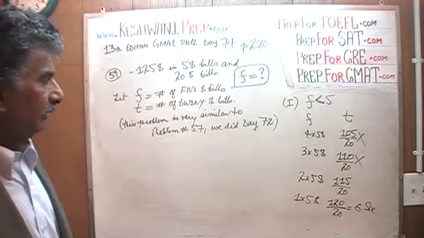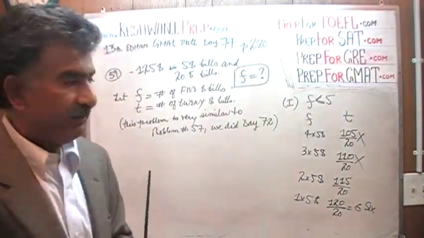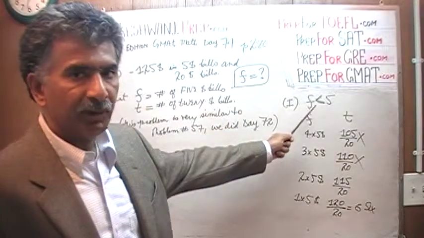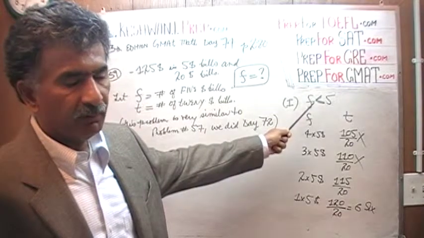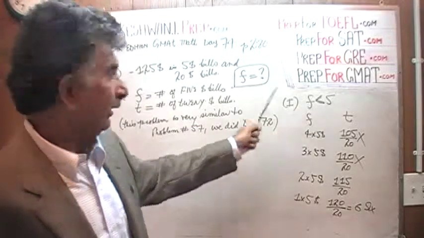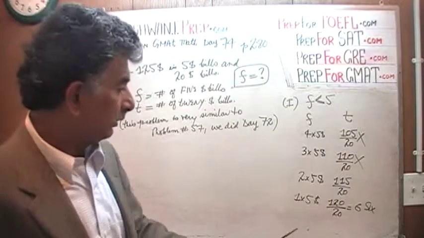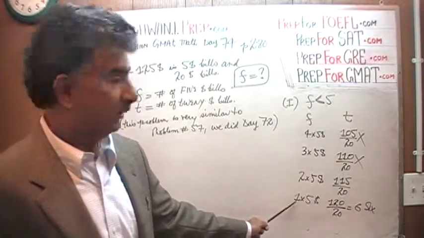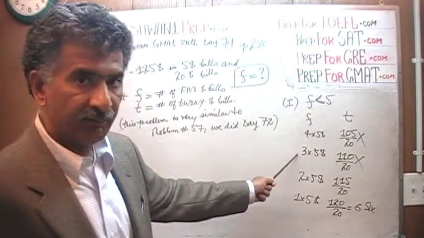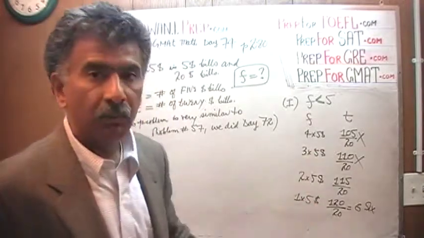And the question was, how many $5 bills do we have, given the fact that we are told that we have fewer than 5 $5 bills. If we have fewer than 5 $5 bills, and the total amount of money that we have is $125, then the only possible scenario is when you have only 1 $5 bill. All the other scenarios do not work. We can't have 4 $5 bills, we cannot have 3 $5 bills, we cannot have 2 $5 bills, because the remaining amount will not go evenly into 20.